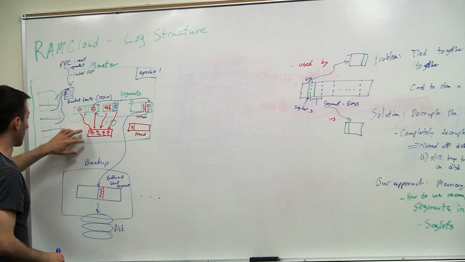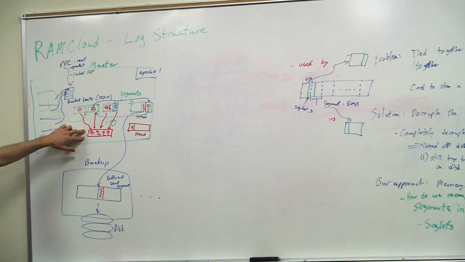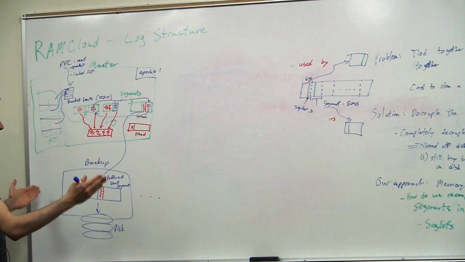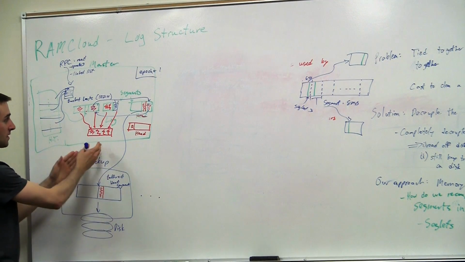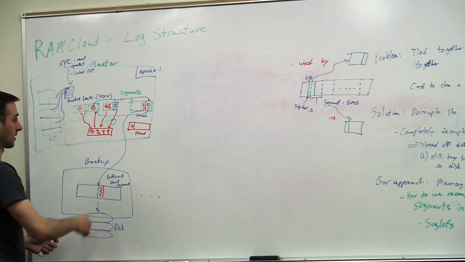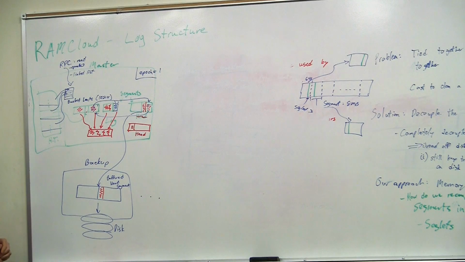In RAMCloud, we actually have a generic mechanism called side logs, where you can just allocate segments, stuff a whole bunch of data into them, sync them to backups, and then inject them into the log. The way you inject them is just by updating the log digest in the next head segment.